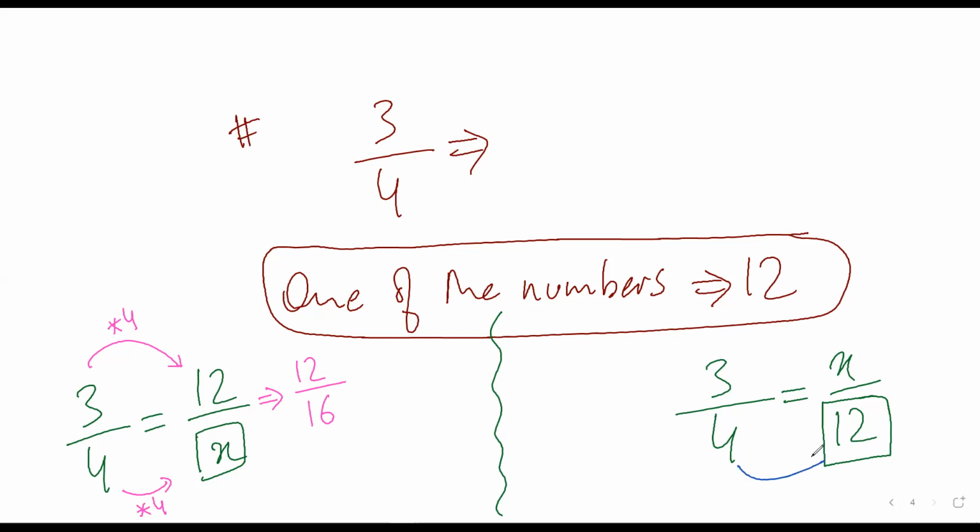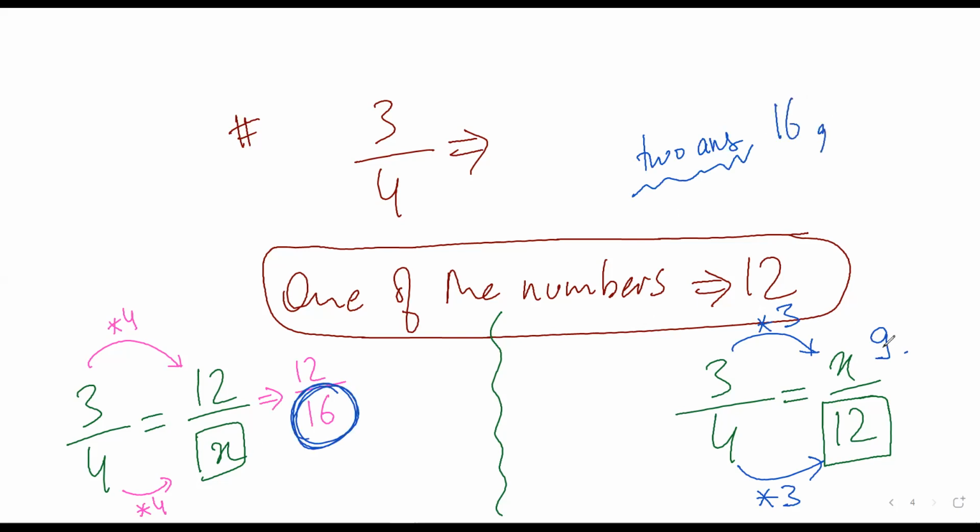Yes, sir. Similarly, 4 into 3 is 12. Therefore, 3 into 3 would be, Mr. Satya? 9. So you have two answers. Sarthak, have you understood now? Yes, sir. One of the answers is 16. The other answer is 9. Satya, any doubt still? No doubt, sir. Sarthak, is it making sense? Yes, sir.